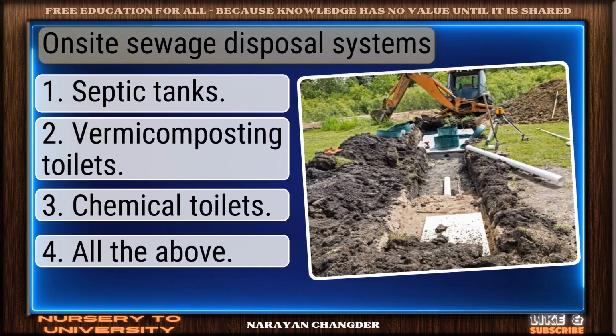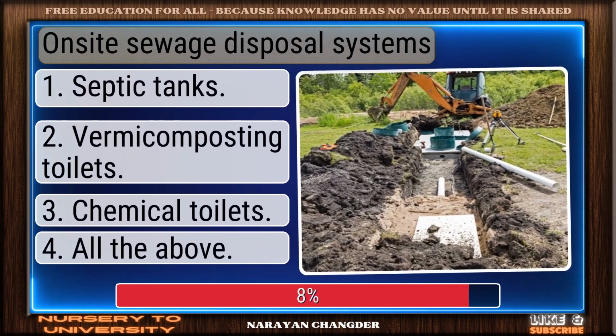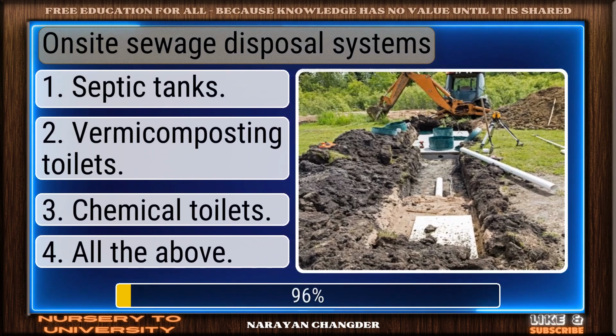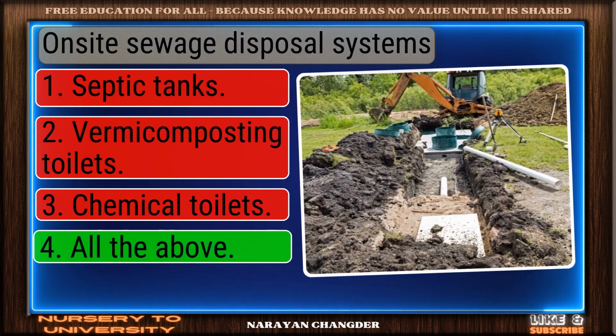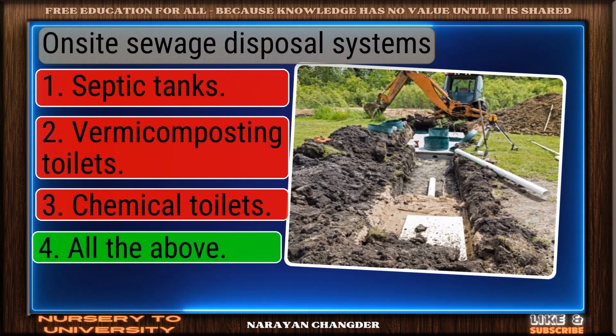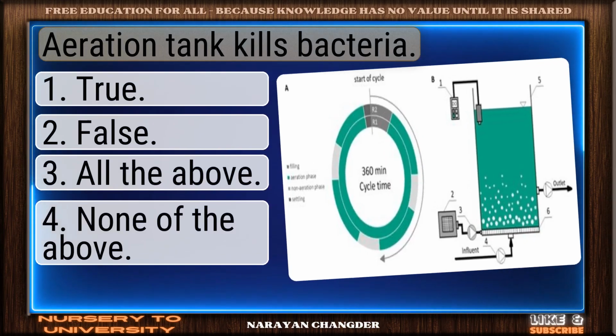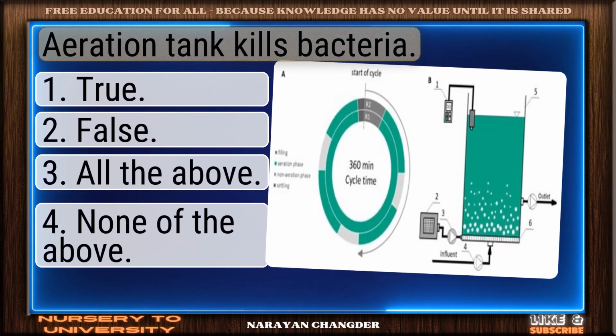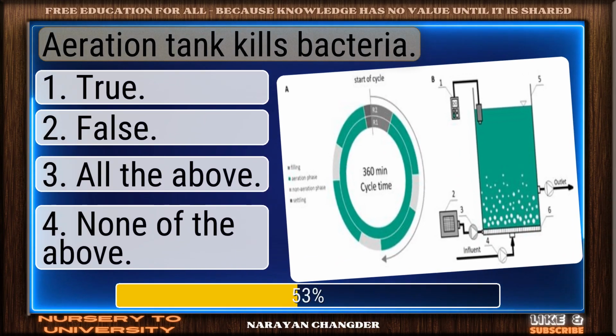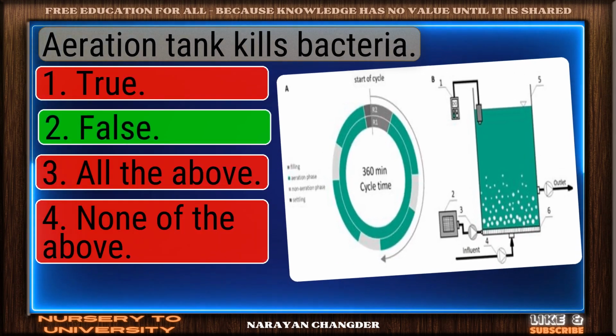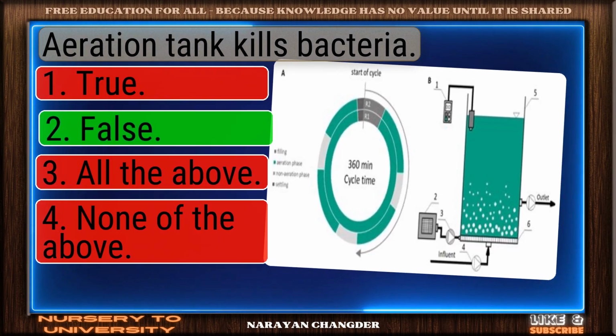Question number 102. On-site sewage disposal systems. Great thinking. All the above is the right choice. Question number 103. Aeration tank kills bacteria. Bravo. False is the answer.